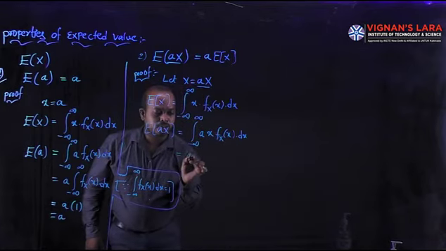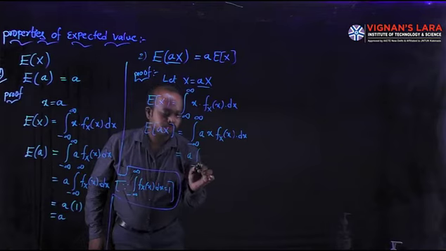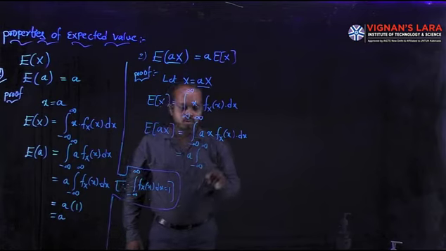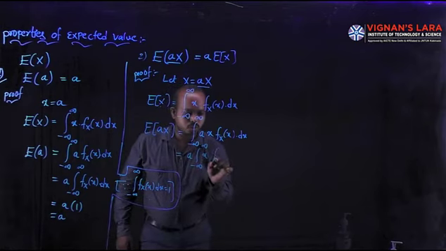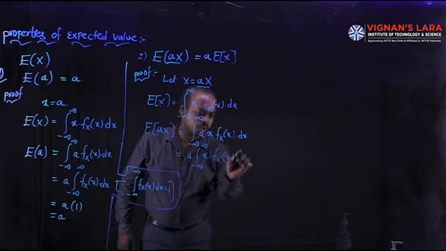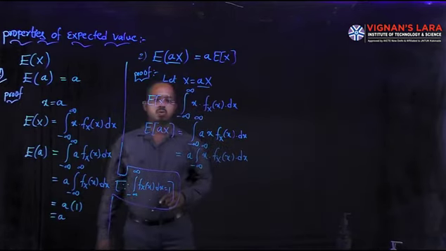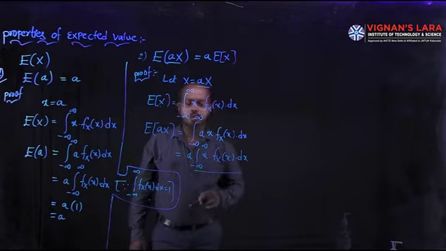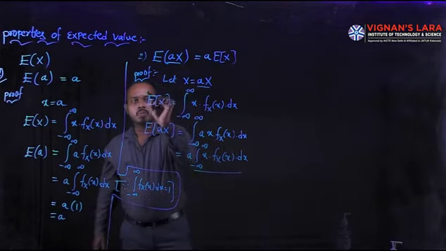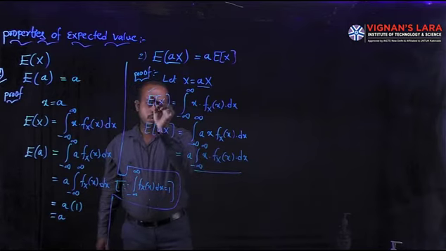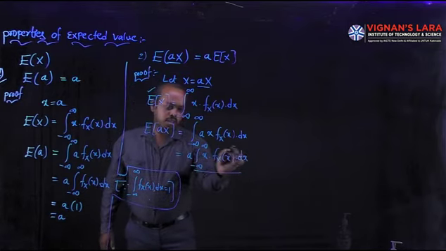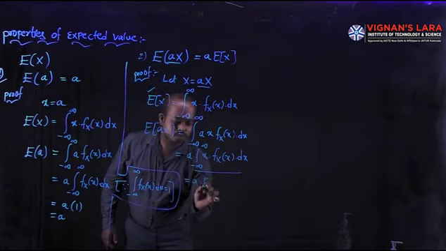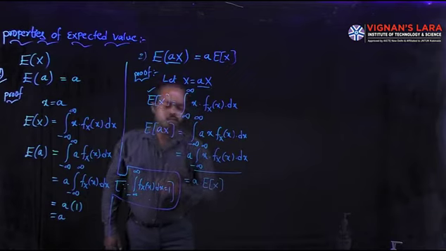Now I am writing a before the integration, and the remaining values I am writing as is: integral minus infinity to plus infinity x into fx of x into dx. In this one, the integral portion is representing the basic definition of expected value. That's why I am replacing the entire quantity lying here with expectation of x.